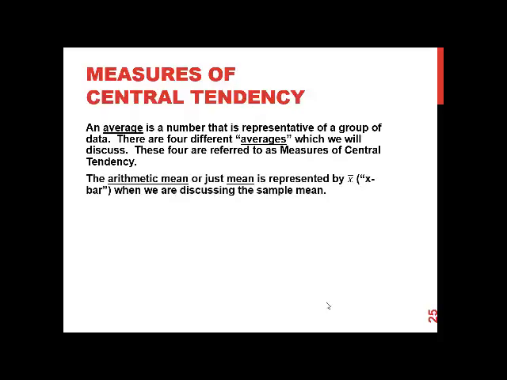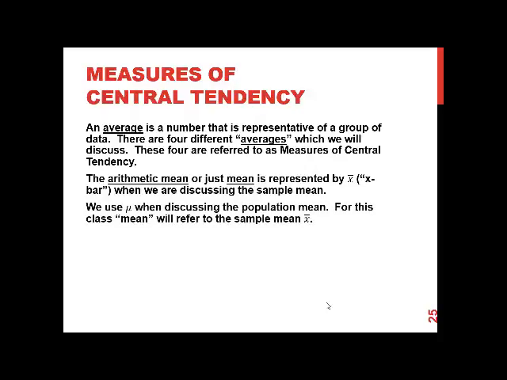First one is the arithmetic mean, or just the mean. It is represented by an X bar when we're discussing the sample mean. We'll use mu when you're talking about the population mean. For this class, when we say mean, we're just referring to the sample mean. We're not getting into any of the inferential statistics. We're just describing numbers, so we'll just be talking about X bar.